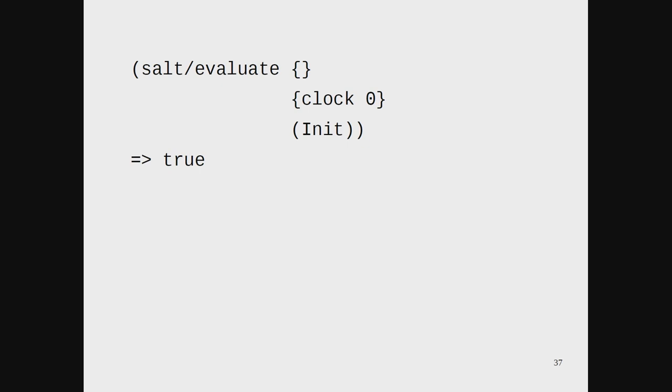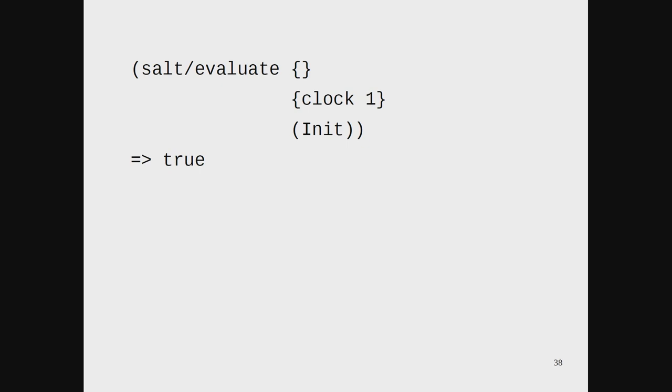So, for example, given that previous definition of clock and init, I can ask Salt to evaluate this thing that has no constants because there's none defined. That's an empty map. And then there's this map that binds the value 0 to the variable clock, or to the symbol clock, I guess. And then it invokes my init function. And so it's just going to evaluate that. In this case, it actually ends up going to the Clojure evaluator. And all the variables are bound, so it can simply evaluate that, and that evaluates to true. So it tells me that the current value of clock, which is 0, is in fact contained in the set 0 or 1.